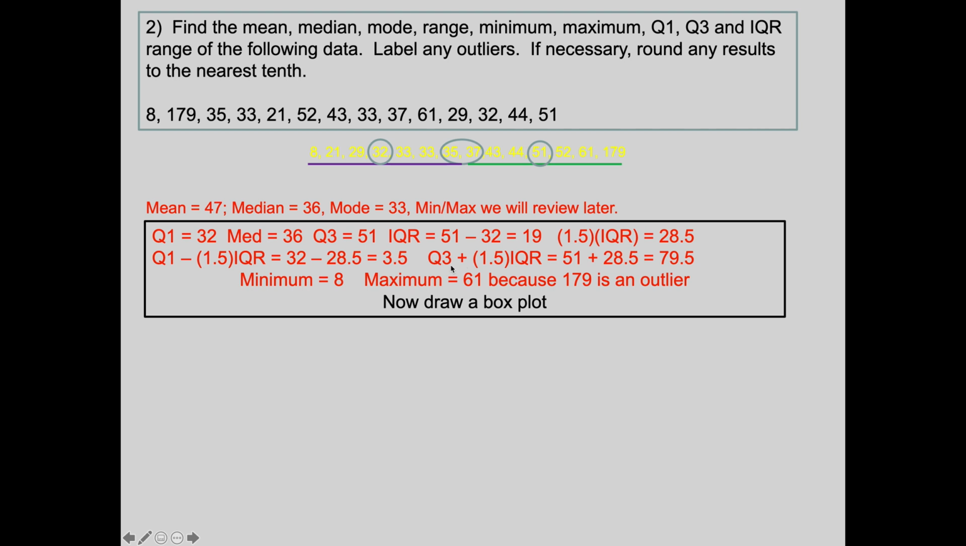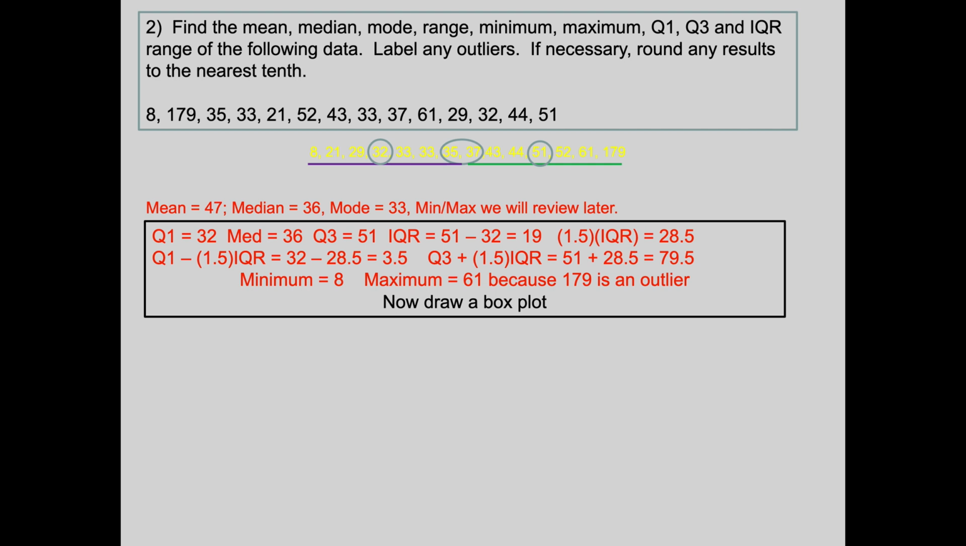Likewise, for the right-hand side, I want to see if anything is bigger than the third quartile plus 1.5 times the interquartile range, which is 51 plus 28.5, which is 79.5. Is there a number greater than that? Yes, there is. There's 179, which is an outlier. When there is an outlier like 179, then the maximum can't be an outlier. So the maximum is 61. The minimum is 8 because there's no outlier on the small end of things. Okay? Now we take all of that data and we draw a box plot.